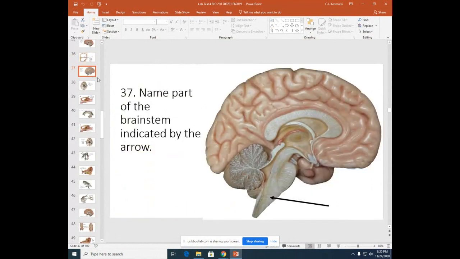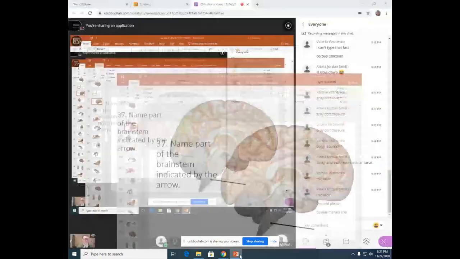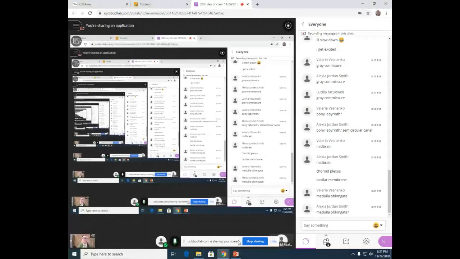All right, quickly, let's look at this guy. Name the part of the brainstem again. There's three parts in the brainstem. Figure out where you are, and where the other parts that aren't the correct answer are in relation to the part that I'm asking you to label, just to rule things out if you're not quite sure right away. What would you say this structure is? Yep, that is the medulla oblongata.